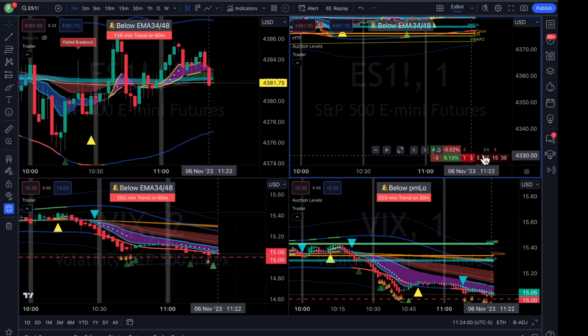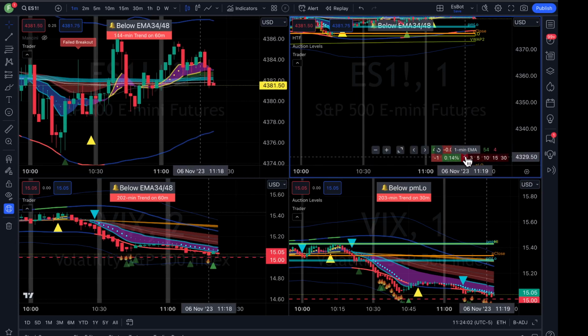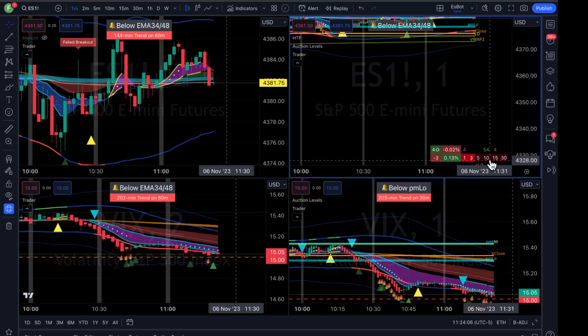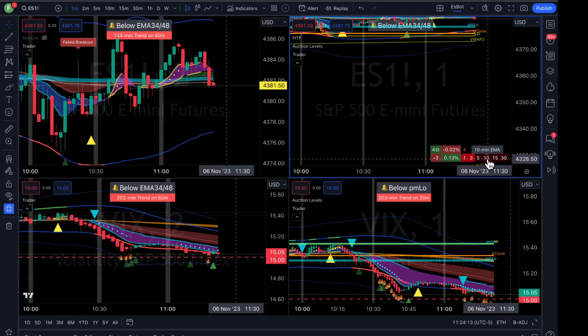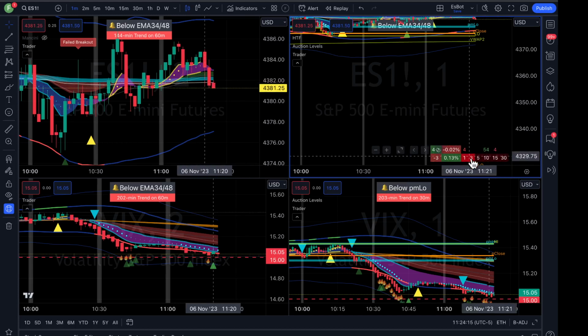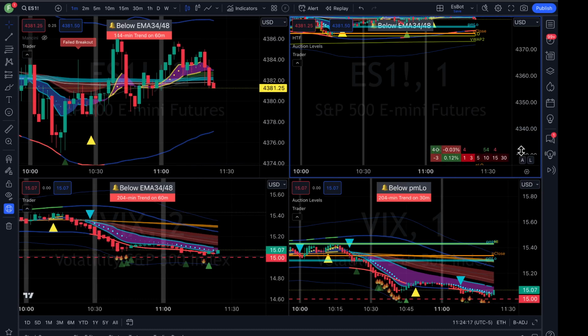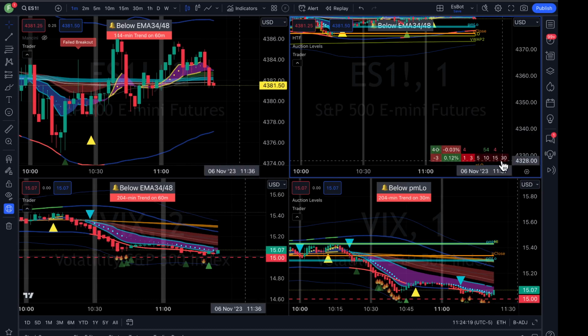Above it, it says that the super trend has been active on the 1-minute chart for 4 minutes. The bullish super trend has been active for 54 minutes on the 10-minute chart. So this will help you look at the higher time frames, and you can do that quickly.